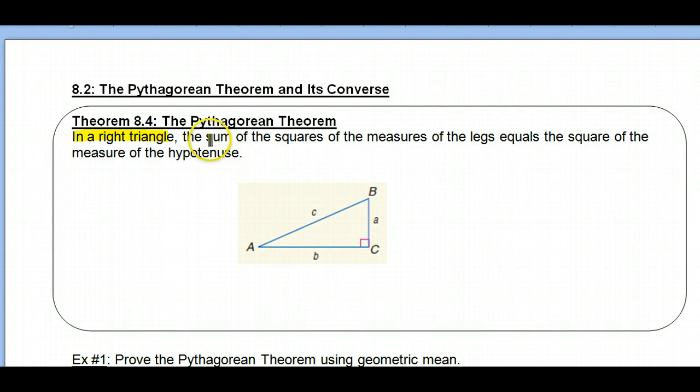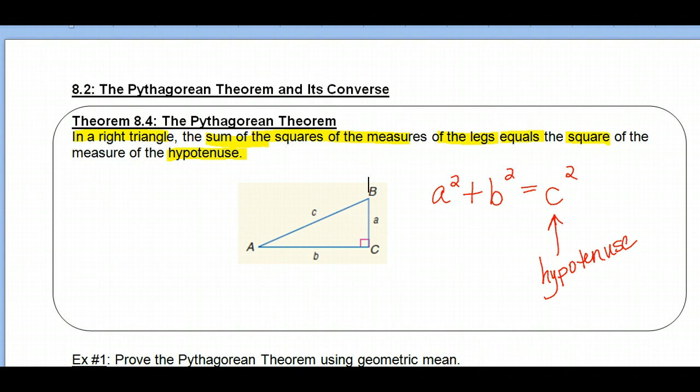It says the sum of the squares of the legs equals the square of the hypotenuse, or we know a squared plus b squared equals c squared. We just need to make sure c is our hypotenuse. Remember, the hypotenuse is always opposite the right angle.